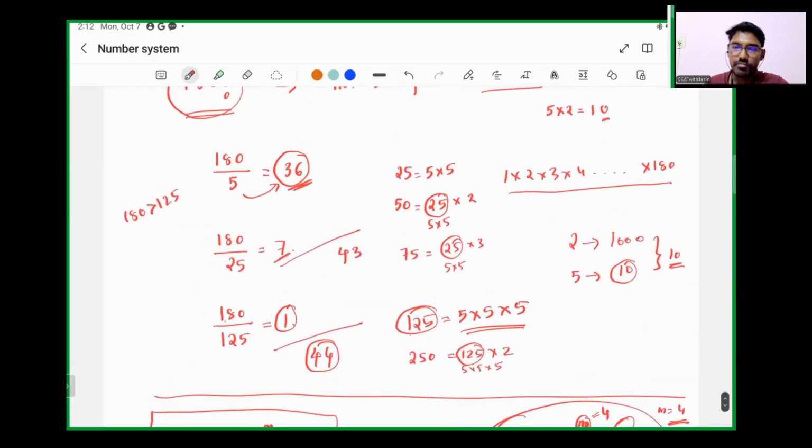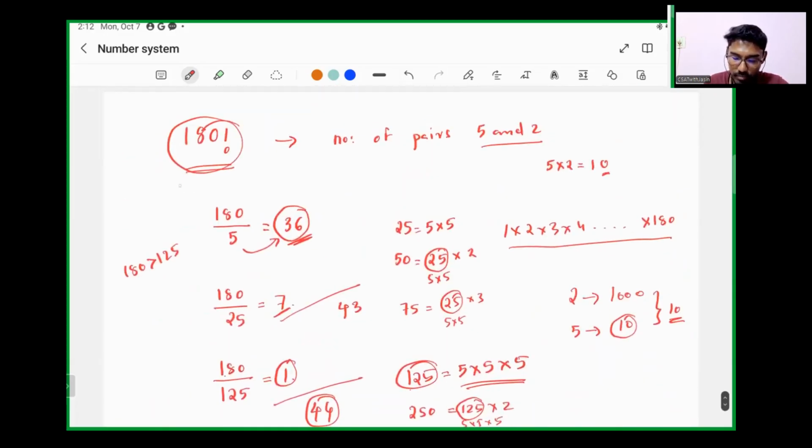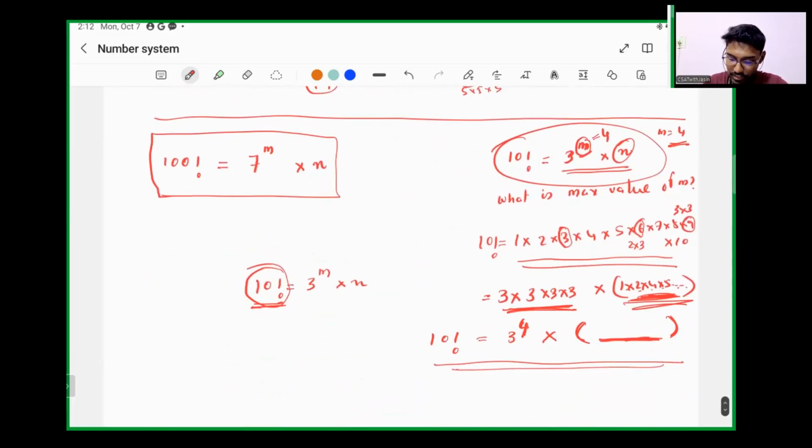Actually, we did the same thing before also. In order to find out how many zeros are at the end of 180 factorial, we were finding out the number of 5's inside 180 factorial. Because 10 is a pair of 5 and 2, and we know that 2's are many, so we are just counting 5's. Similarly, we need to find out the number of 3's inside 10 factorial. So just like before, we do 10 by 3, you will get 3 point something. So that's 3. So there are 3 multiples of 3 inside 10 factorial.